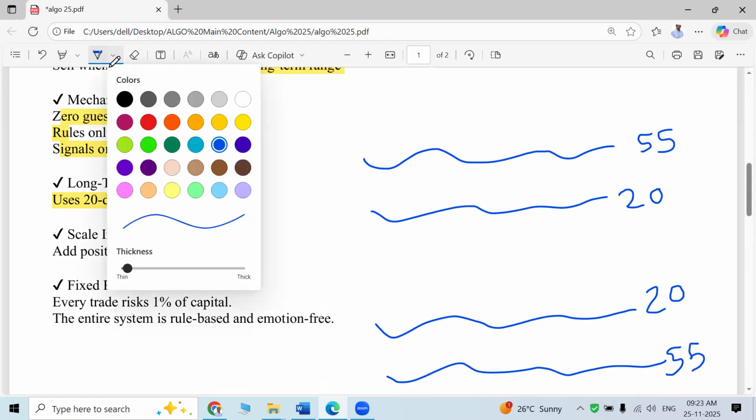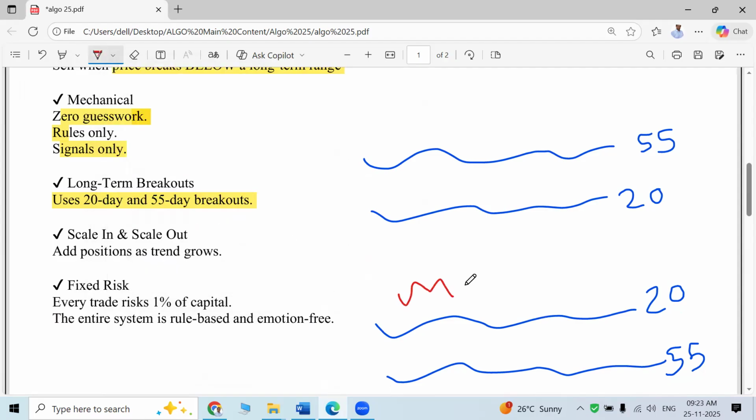And suppose we consider the market is moving in between these two. Then no trade is going to happen. Suppose the market comes and breaks this value, then they may trade because there is a chance that the market may touch this 55 line also. And if that also breaks, then a huge breakout is possible. The market may reach a greater height. So the logic is very simple. If this breakout happens, take a trade. And if this breakout happens, take a big trade.